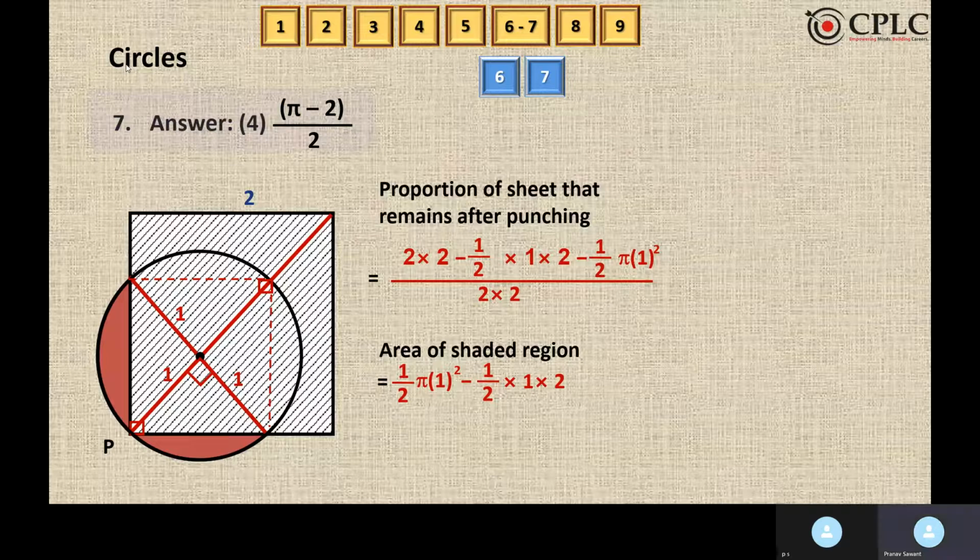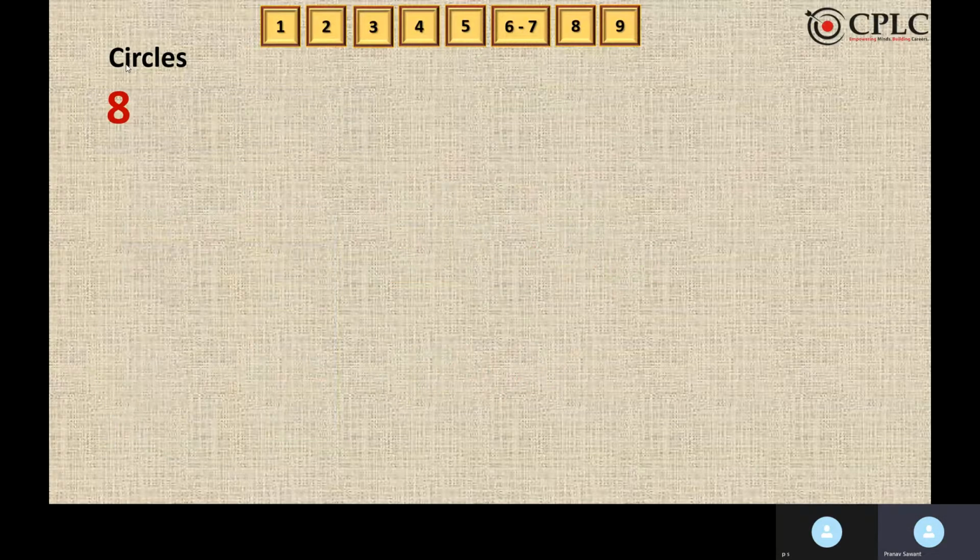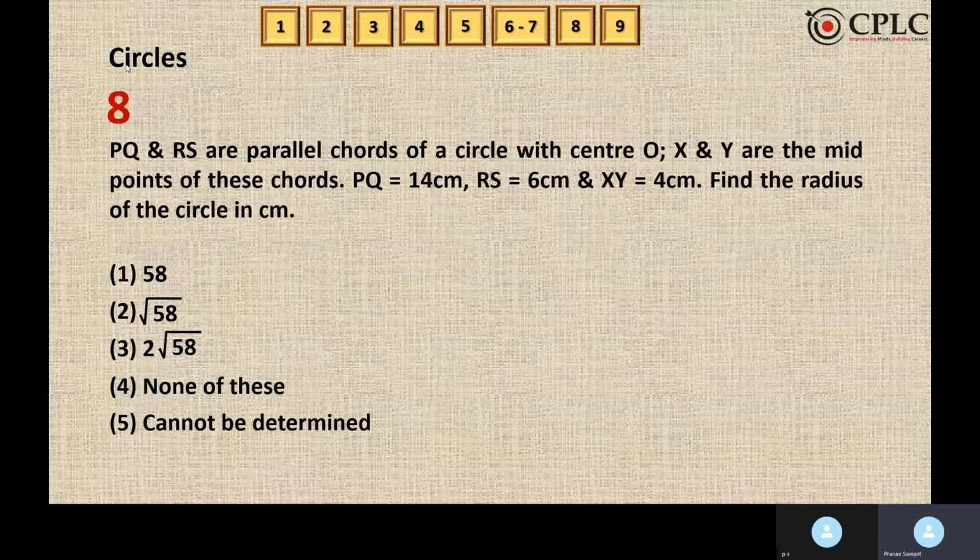Moving to the next question. PQ and RS are parallel chords of a circle with center O. X and Y are the midpoints of these chords. PQ is equal to 14 centimeters, RS is equal to 6 centimeters, and XY is equal to 4 centimeters. Find the radius of the circle in centimeters.